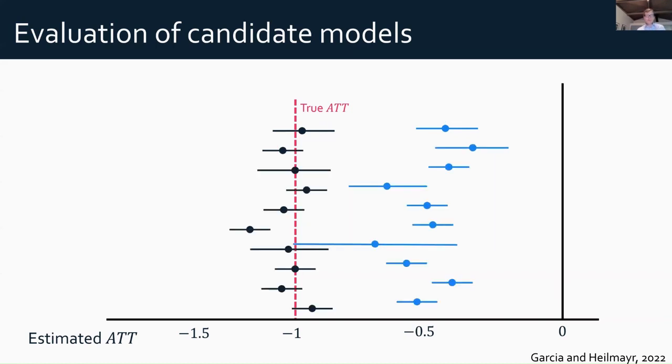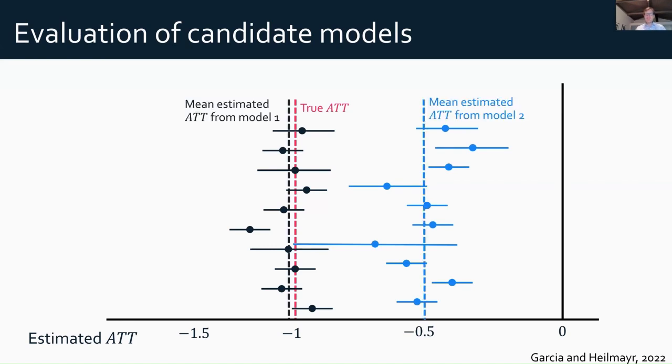We can run that over 1,000 different simulated landscapes to start to get a sense of the bias of each of those models. So how far off is the mean value from model 1 to the true ATT? How far off is the mean value of model 2 to the true ATT? Model 2 doesn't look so good.